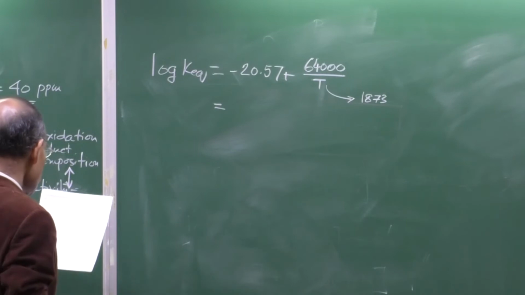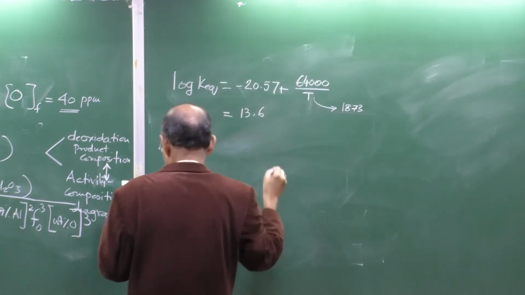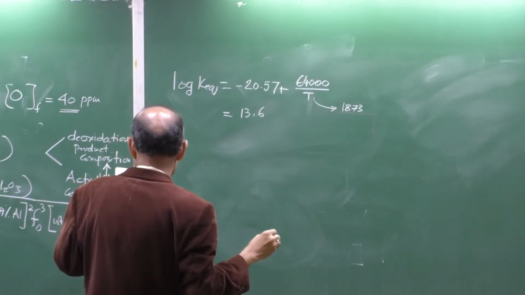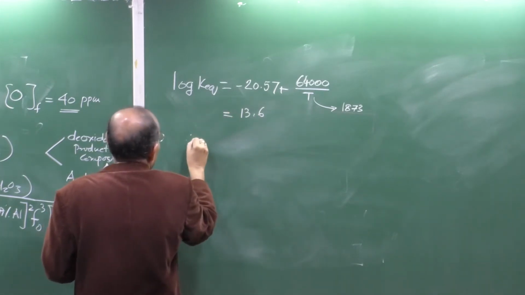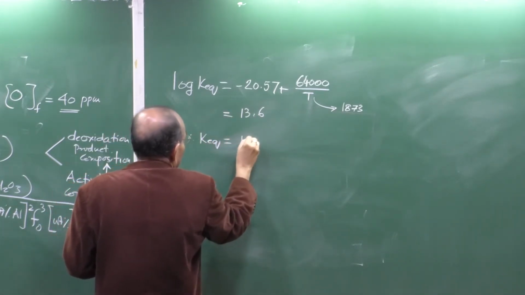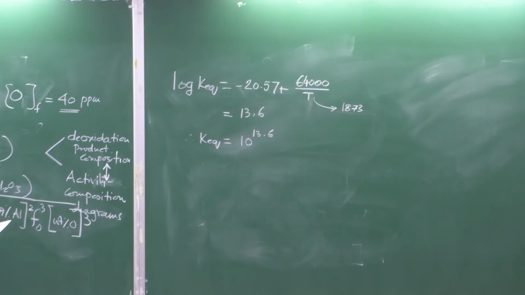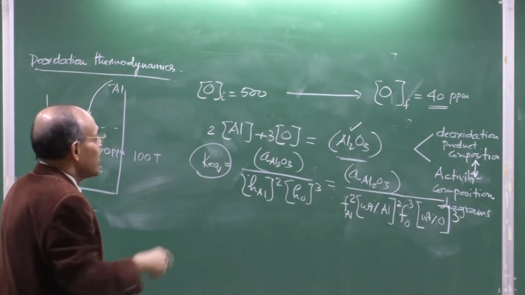we find that this is equal to 13.6, and therefore this should come out to be plus 13.6. So, K equilibrium is equal to 10 to the power 13. A very large value of the equilibrium constant essentially indicates that the product is very, very stable indeed. Alumina is a very stable product, and it is clearly reflected in the value of the equilibrium constant. Now let us make an assumption.